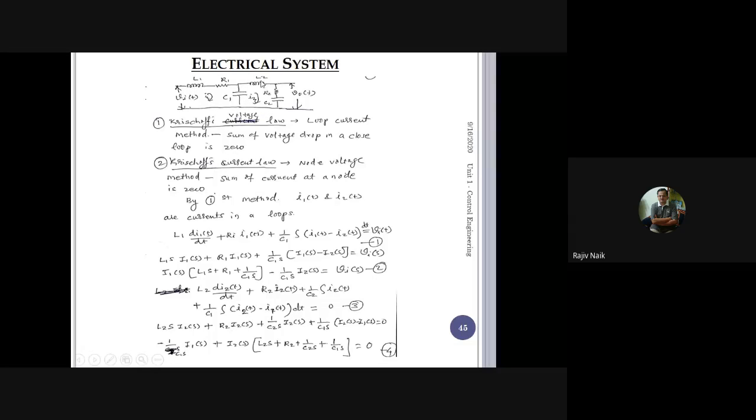So in this second loop, the voltage drop across L2, R2, C2 and C1 is equal to 0. I have written the equation: L2 into di2 by dt, R2 into I2, 1 upon C2 integration of I2. But C1 is a coupler element. Here I had taken I1 minus I2, here I will take I2 minus I1. 1 upon C1 integration of I2 minus I1 dt is equal to 0 because there is no supply.